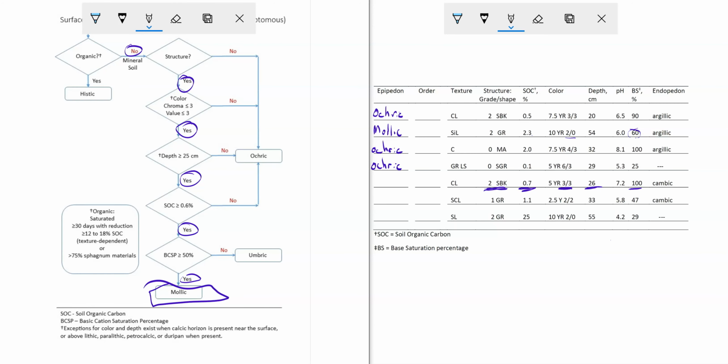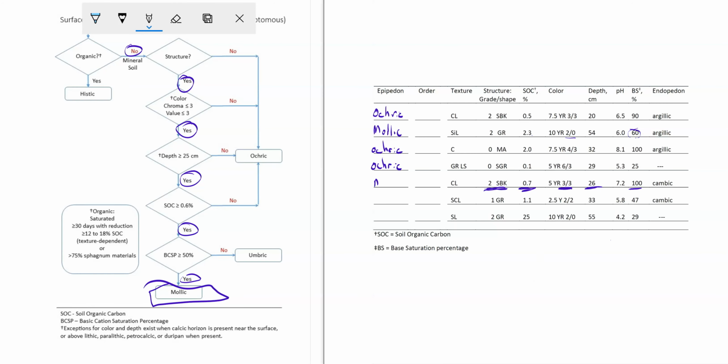So again, that finally leads us to a box. We're in mollic. We write mollic in here, and we're done. We're out of questions, but even if we'd stopped earlier, anytime we entered a box with one of our questions, we're done with that one. So we finished this one to determine the epipedon. The next step will be to determine the order. We'll do that one in another video.